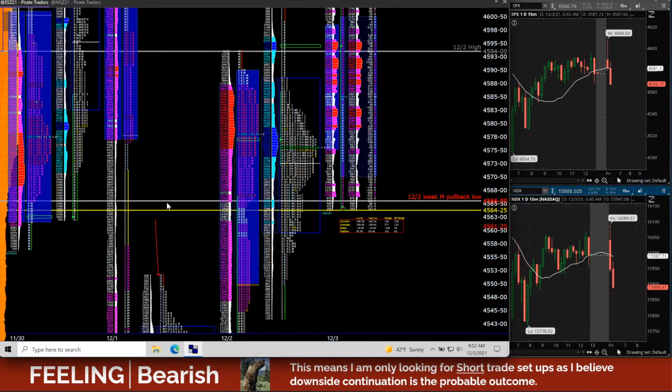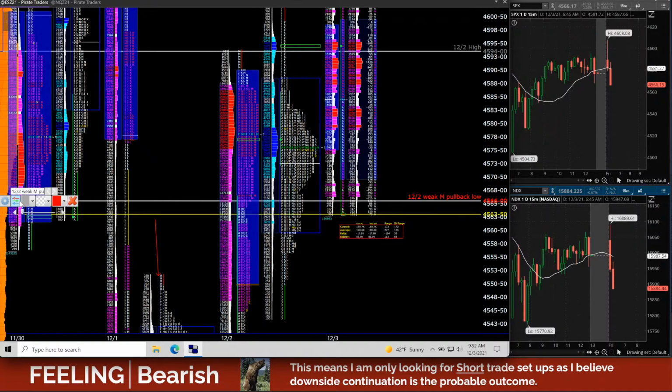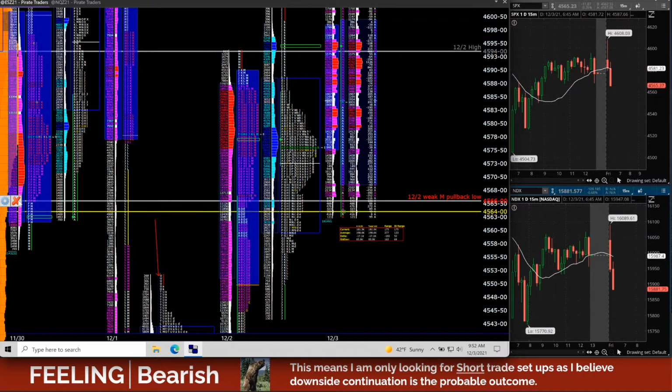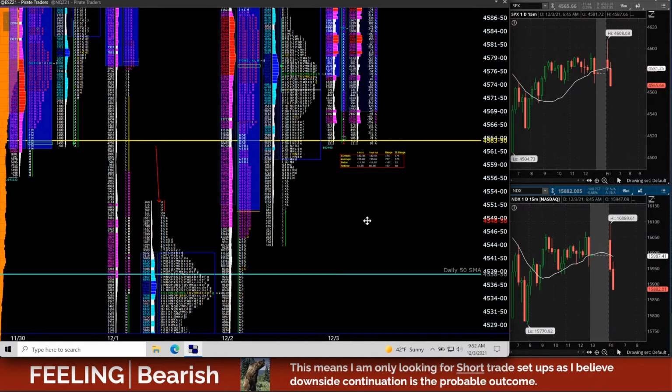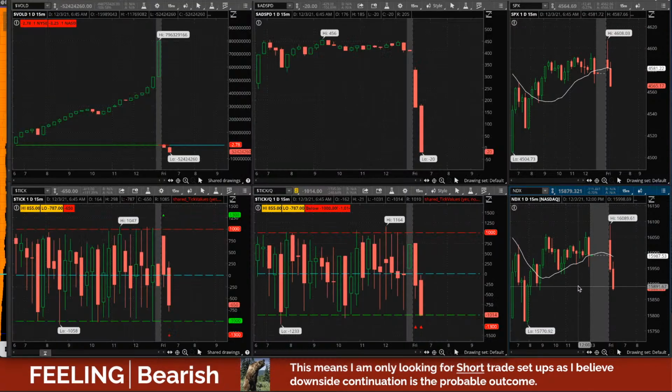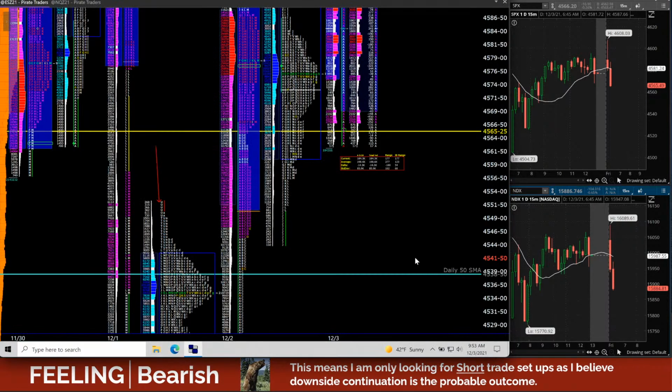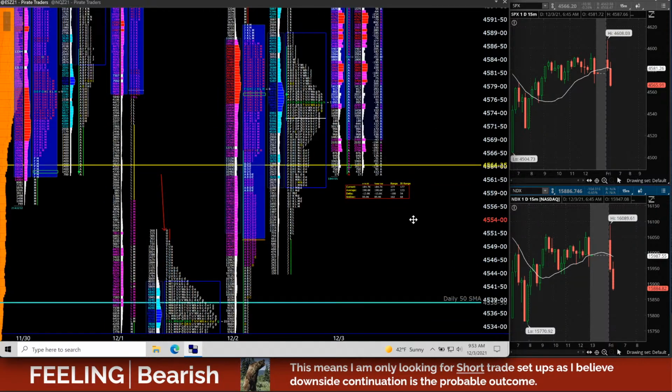Okay, so we repaired that weak pullback low. Not a lot of support between us and the 50 right now, so that's probably the market's next target. But they are starting to get themselves a little bit oversold. So they might get a push back higher looking for resistance before they get down there.